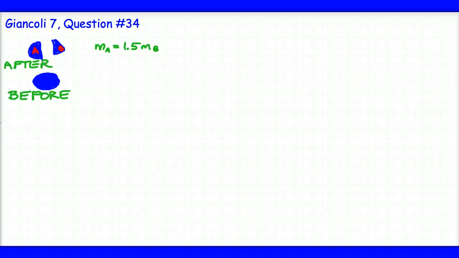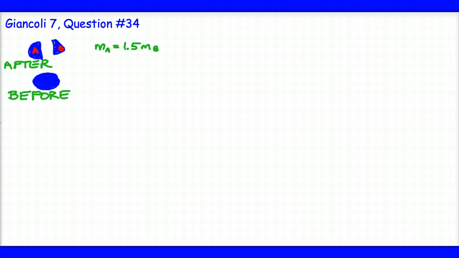This is question number 34 in Giancoli textbook chapter 7. The question reads, an internal explosion breaks an object initially at rest into two pieces, one of which has 1.5 times the mass of the other. If 7,500 joules were released in the explosion, how much kinetic energy did each piece acquire? This is a tough question.